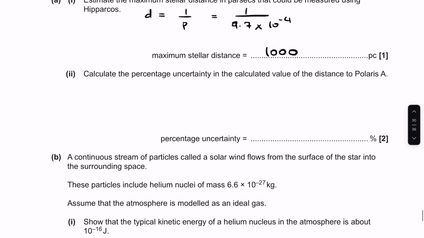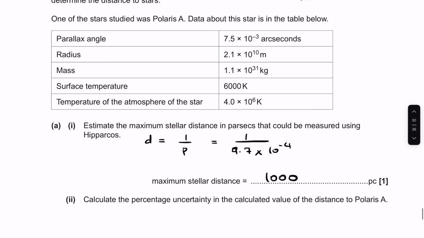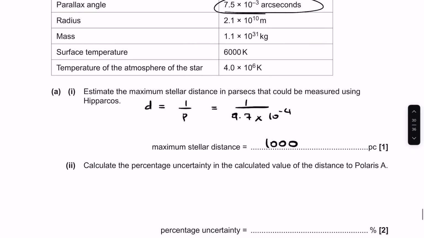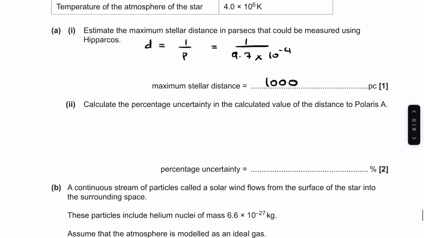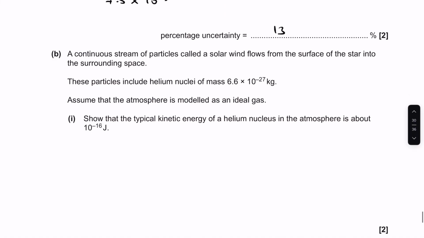Calculate the percentage uncertainty in the calculated value and the distance of Polaris A. So they have a parallax angle of 7.5 times 10 to the minus 3. So we can simply work it out by doing 9.7 times 10 to the minus 4 over 7.5 times 10 to the minus 3 times by 100. So that's 13% uncertainty.